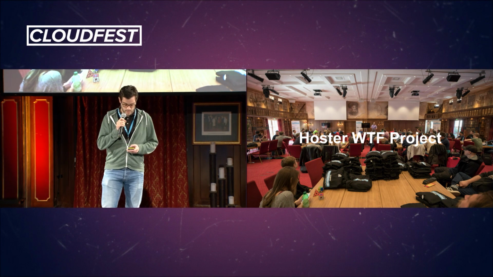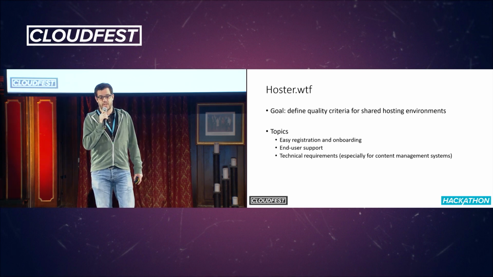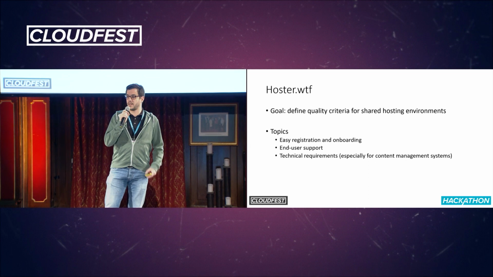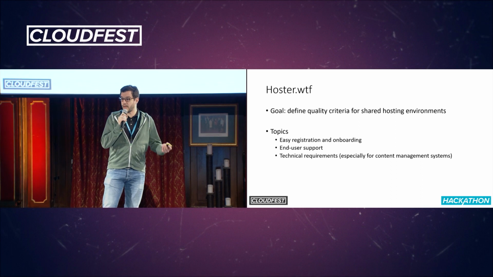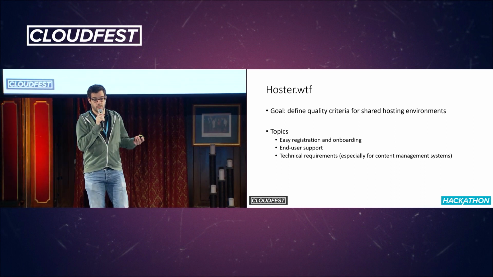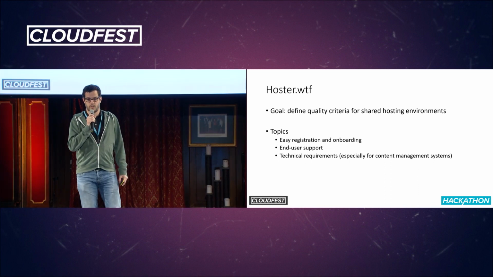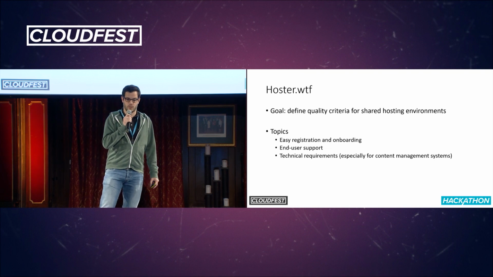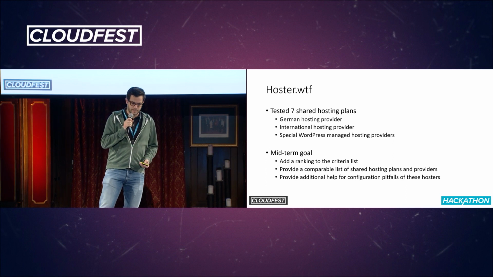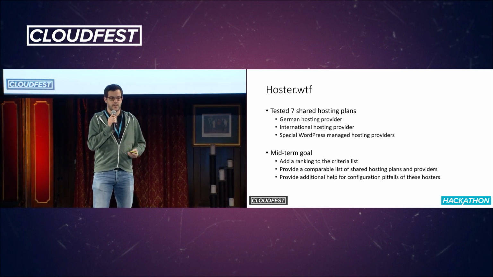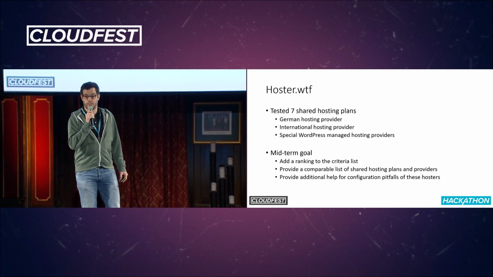So what did we do at the hackathon? Our goal was to define a list of quality criteria for shared hosting environments, especially regarding the easy registration and onboarding process, end-user support, and the technical environment. This also especially regarding open source content management systems. So we created that list and tested against 7 shared hosting providers: German hosting providers, international ones, and special WordPress managed hosting providers.